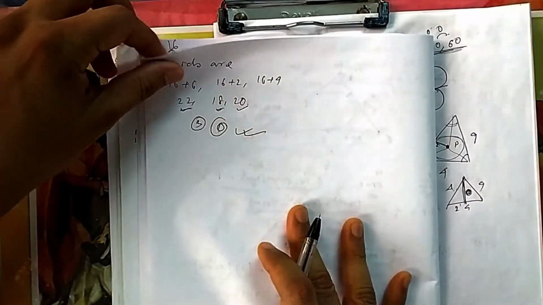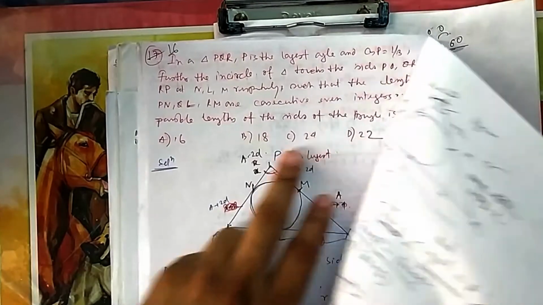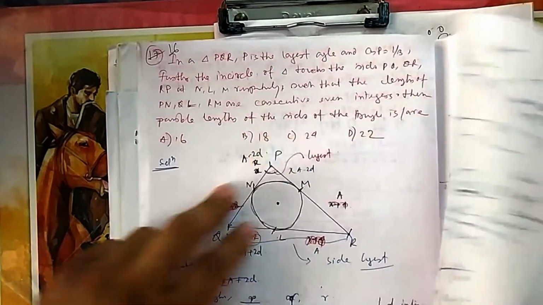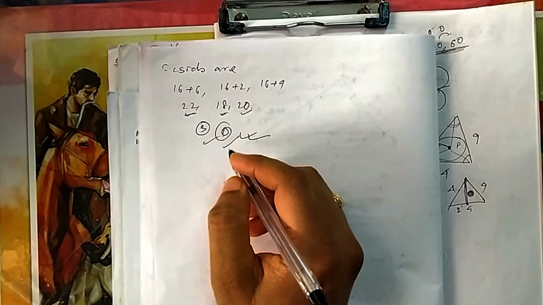So which options are satisfying this? You can see 22, 18 and 20. So 22, 18, these are satisfying. So options B and D. So it is a multiple correct question. Two options satisfy the given answer, that is 18 and 22.